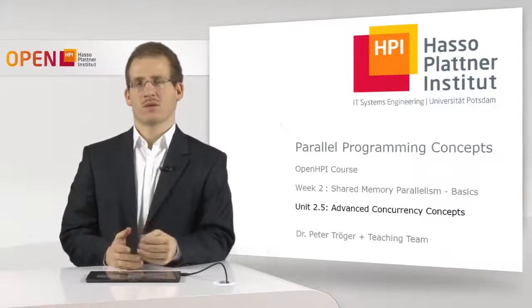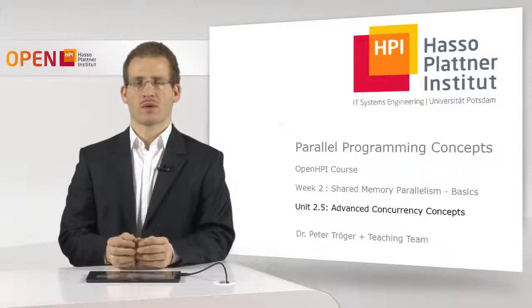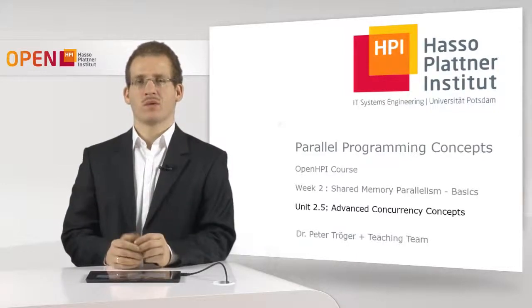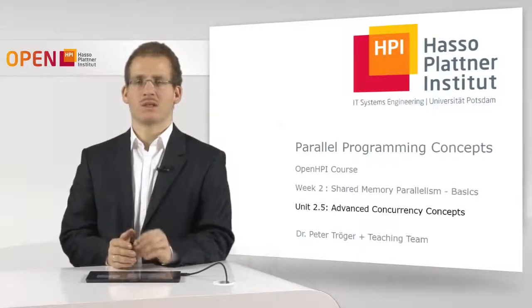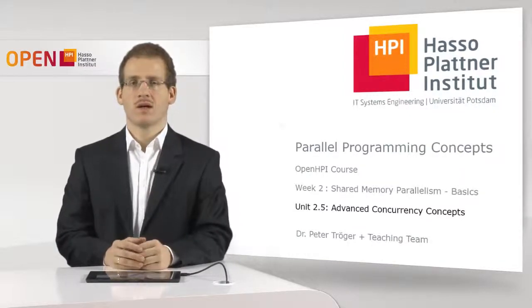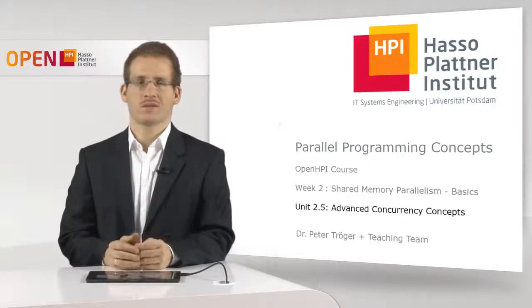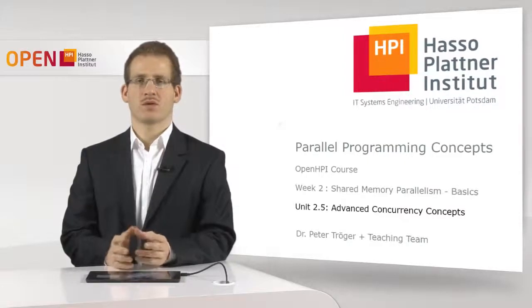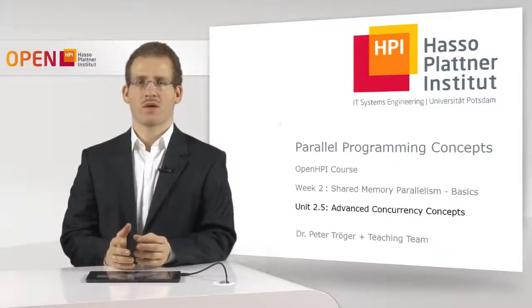When you look into modern programming languages and modern programming environments, you will quickly figure out that semaphores and mutexes are treated as the lowest level of synchronization and concurrency management you can find. In typical frameworks today, you find a lot more elaborated or advanced concurrency mechanisms. In this unit, we want to shortly go through them and have a look at how they work and what they mean.